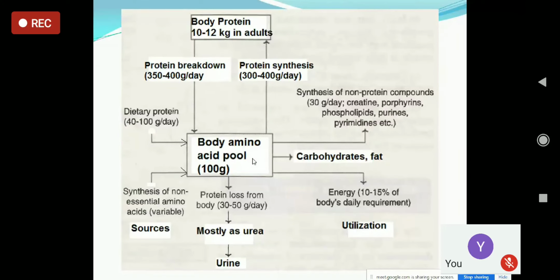The excess intake of amino acids is also metabolized to provide energy and converted to carbohydrate or fat. So this is the amino acid pool. Intake and protein breakdown contribute to it, and the loss and conversion to other substances utilize it.